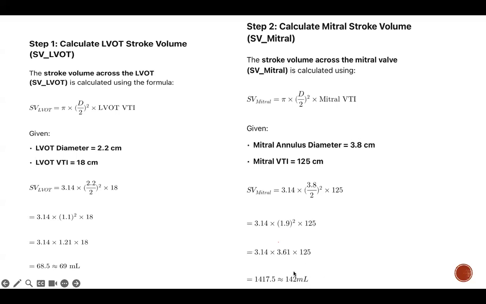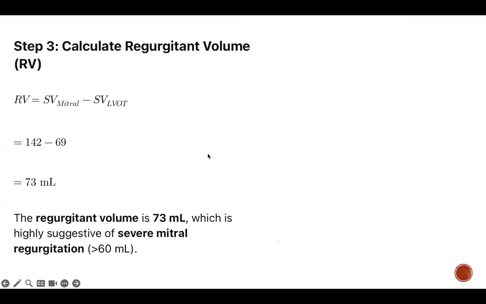So we have the stroke volume across the mitral valve and the stroke volume across the aortic valve, or the LVOT. Here we subtract: stroke volume of the mitral minus the LVOT equals 73 ml. So the regurgitant volume is 73 ml, which is severe.